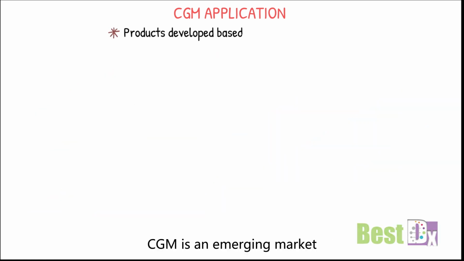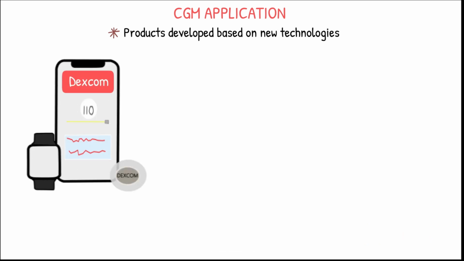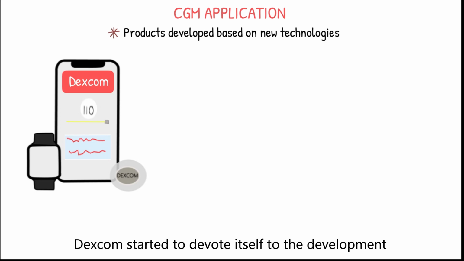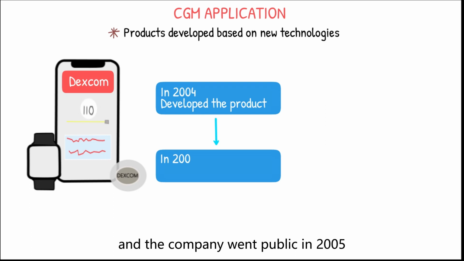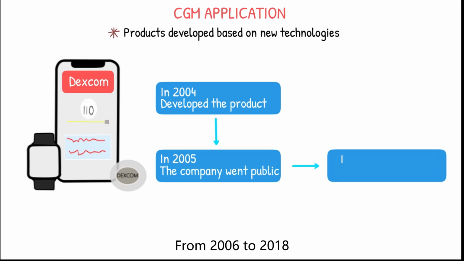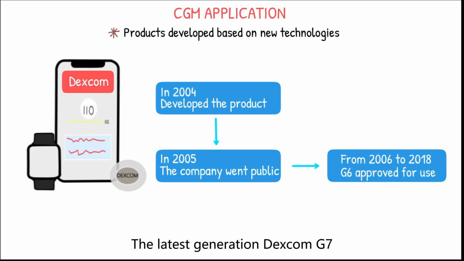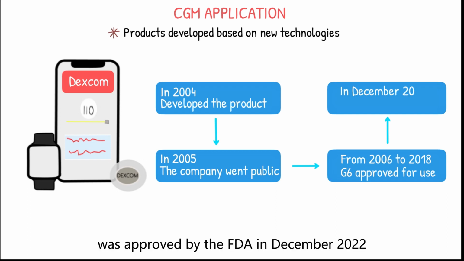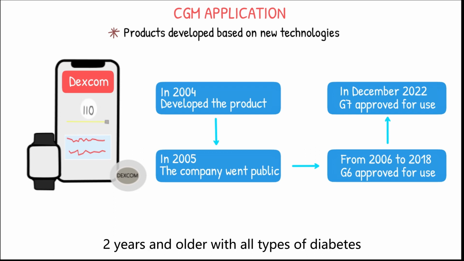CGM is an emerging market that has attracted many companies worldwide for research and development, with representative products such as Dexcom. Dexcom started to devote itself to the development of short-cycle CGM products in 2004, and the company went public in 2005. From 2006 to 2018, the FDA approved 6 generations of Dexcom products. The latest generation, Dexcom G7, was approved by the FDA in December of 2022, and the FDA's indication for Dexcom G7 covers patients aged 2 years and older with all types of diabetes.